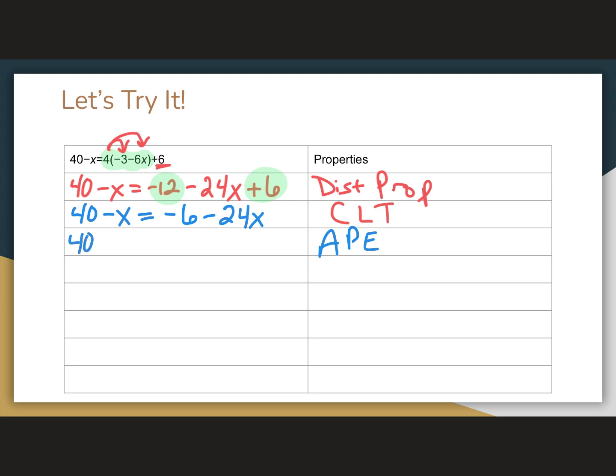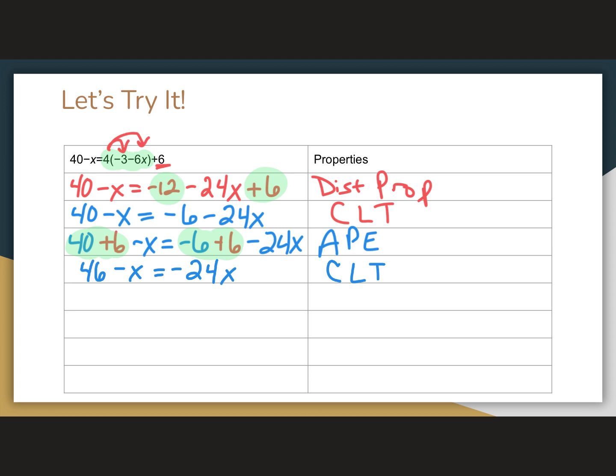So I have 40 plus 6 minus x equals negative 6 plus 6 minus 24x. You can see I added the 6 on both sides. So next I need to figure out what like terms I can combine. So I see here I've got a positive 6 and a 40. Here I have a negative 6 and a positive 6. So those are going to get combined. So now 40 plus 6 is 46 minus x equals negative 24x when I combine my like terms.